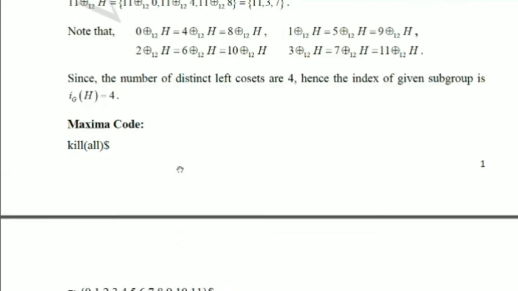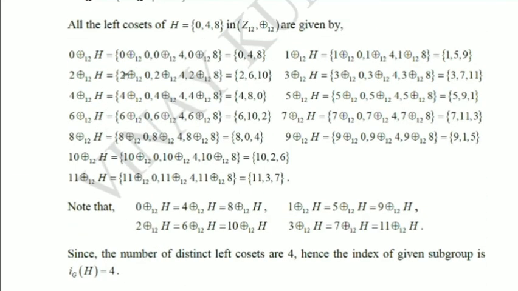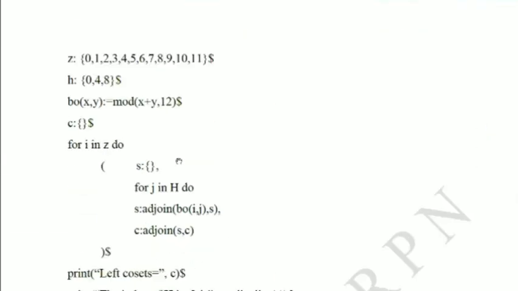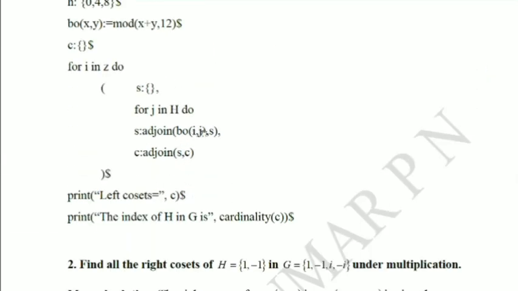For J in H do, this is small h because we have written small h here. So this is small h. For J in H do, what we are doing, we are writing 0 addition modulo 12 0. That is binary operation of 0 comma 0. Is that right? So BO of I comma J.